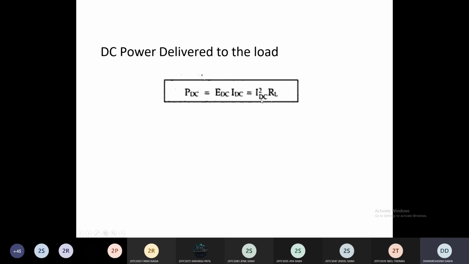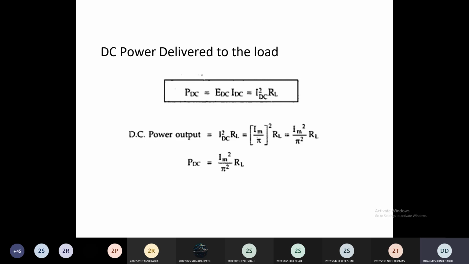Average DC current, what was the equation we just derived in the last slide? Im by pi. Yes, Im by pi. So it is Im square divided by pi square into RL. Yeah. So this is your DC output power equation. Im square divided by pi square into RL. Just replace the IDC by Im by pi. Yes.